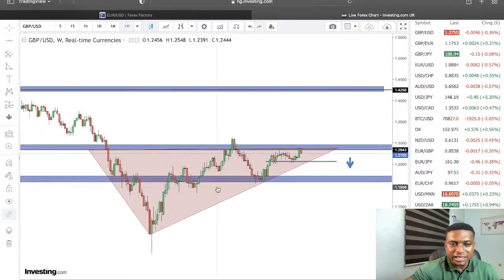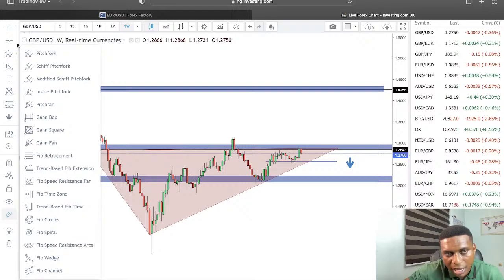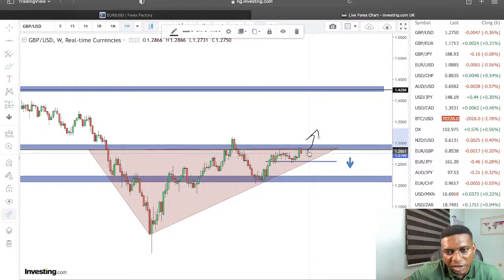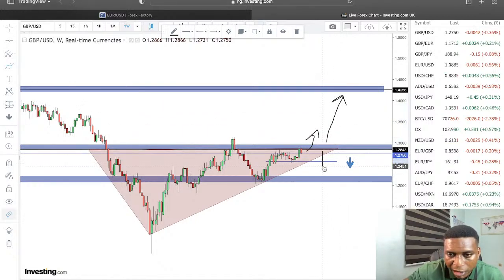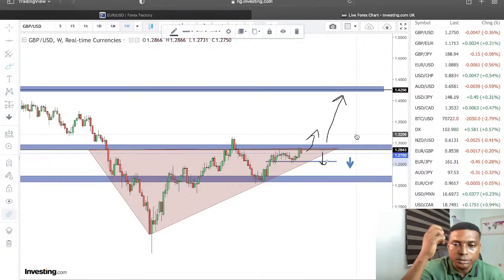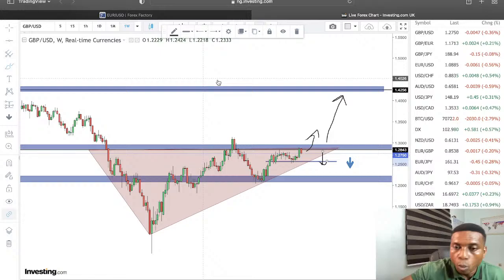Given that price is creating an ascending triangle, if price breaks out of this zone, let me make this bigger, if price breaks out of this zone, then we are buying up. But if price breaks down below, then we are selling. So for long-term traders, you want to see what this candle would close at.